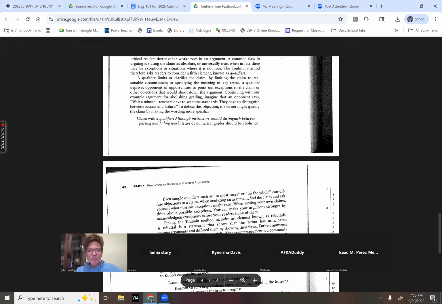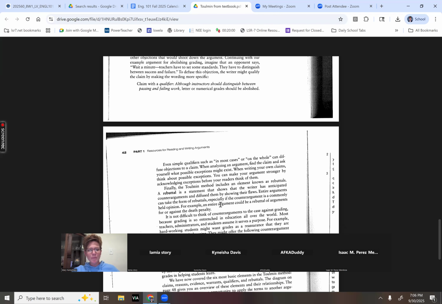It says, although instructors should distinguish between passing and failing work, letter or numerical grades should be abolished. Okay. Even simple qualifiers such as in most cases or on the whole can diffuse objections to a claim, right? By acknowledging that there are other outliers, again, we are not giving people as much room to argue against us. Okay. So that's why qualifiers can be important.